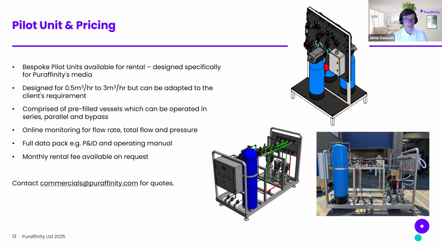These are bespoke units designed for between 0.5 and 3 meters cubed per hour, comprised of vessels which you can operate in series, parallel, and bypass. We have some online monitoring, so we can provide you some operational recommendations throughout the pilot as well. And these are available on request on a monthly rental. So feel free to get in touch if you would like to pilot our product on municipal sites or any other PFAS contaminated sites.